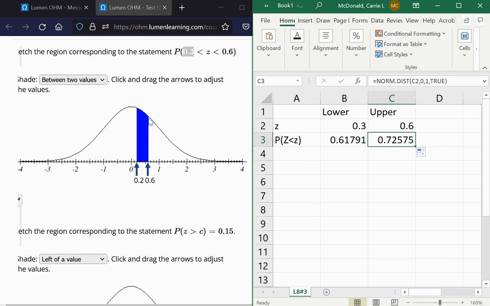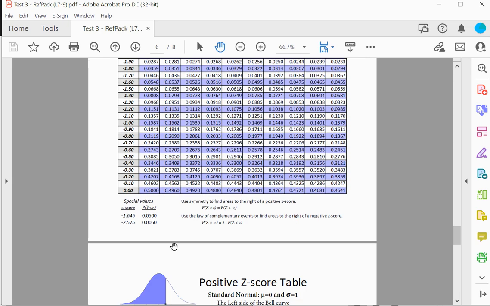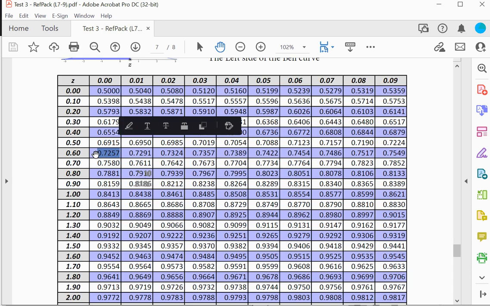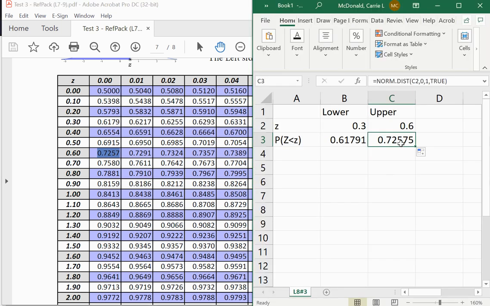All right, so notice that the area from the left from the larger, here's my larger boundary, 0.6, it has a larger area from 0.6 all the way to the left. That's the way norm.dist works. It always gives you the area to the left. And if we look in our table in the packet, in the positive z-score table, which is set up to give you areas to the left of any positive z-score, we line up 0.60 in the table, we see we get 0.7257, which is the same answer that we get here when rounded to 4 decimal places.